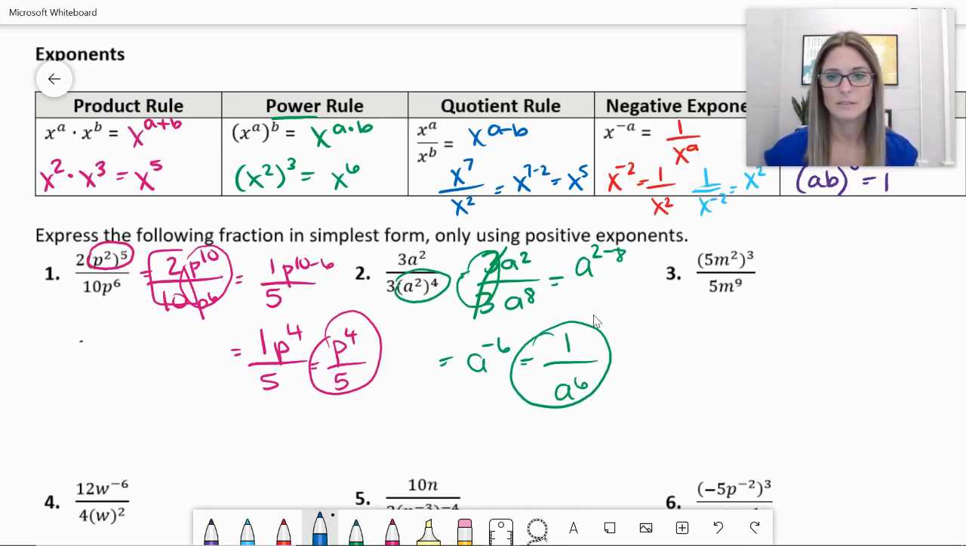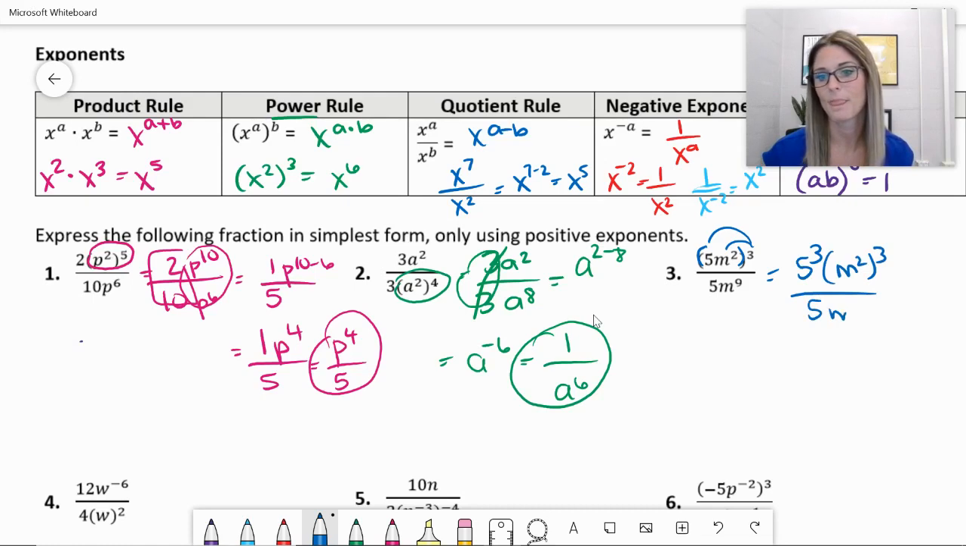Number 3. Now look at this one. We've got parentheses with 2 things inside. You've got a 5 and you got an m squared. Those are 2 things. And each of them is being raised to the 3rd power. So careful here. Make sure you do 5 to the 3rd. And we also have m squared is being raised to the 3rd. So this looks similar to some of the other problems that we've done now. Power to power multiply.